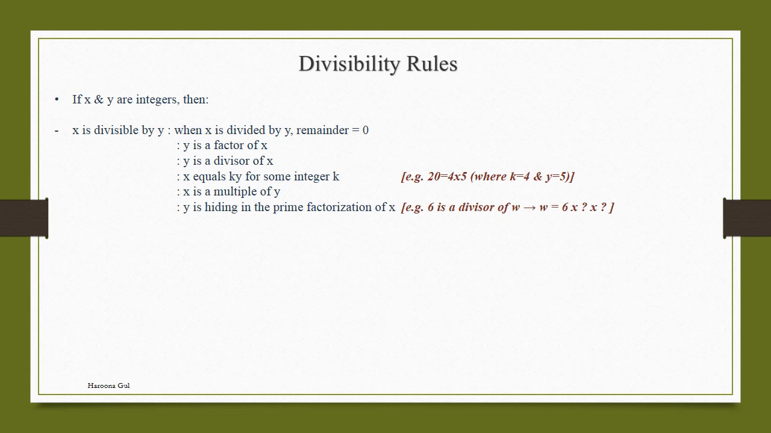If x and y are integers, then x is divisible by y when x is divided by y and the remainder is 0. For example, if x is equal to 20 and it is divided by y, which is 5, the remainder will be 0. Similarly, 5 will be a factor and divisor of 20, and 20 equals 5k for some integer k, that is 4. 20 is a multiple of 5 and 5 is hiding in the prime factorization of 20.